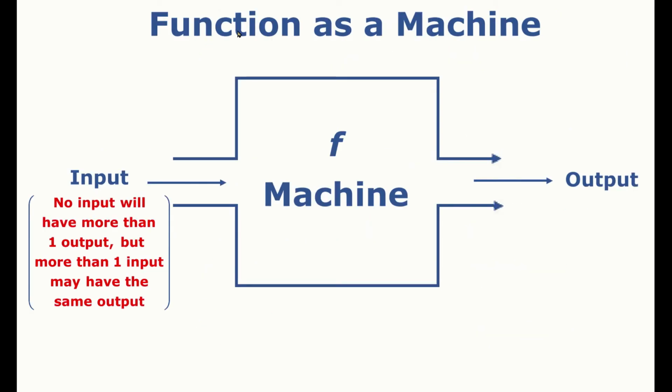One really useful way of imagining a function is as a machine. Basically, a function is a machine. You feed it an input, out comes an output on the other side. Now remember, no input can have more than one output, but more than one input may have the same output.